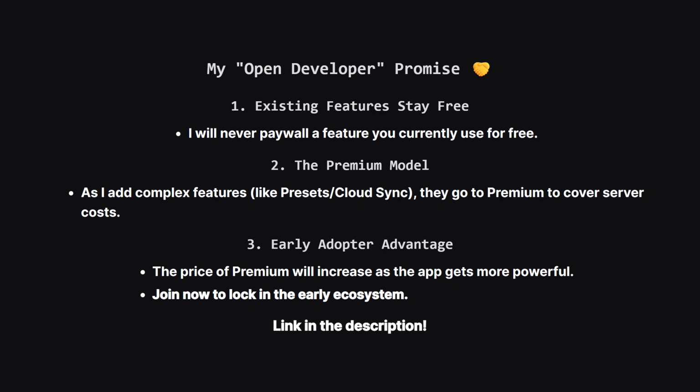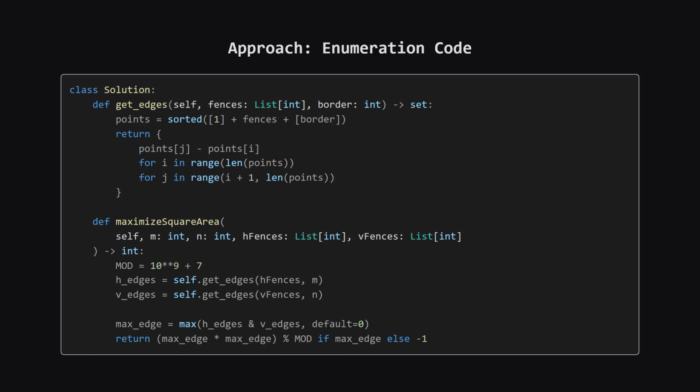Okay, we've talked about the big picture and the logic. Now let's see what this looks like as actual code. I'll put the full solution up on the screen first. Alright, here is the complete Python solution. We have a helper method at the top called getEdges, and the main function below. It's surprisingly short for a medium problem, right? Let's break down exactly what's happening in each part so you understand how to implement it yourself.